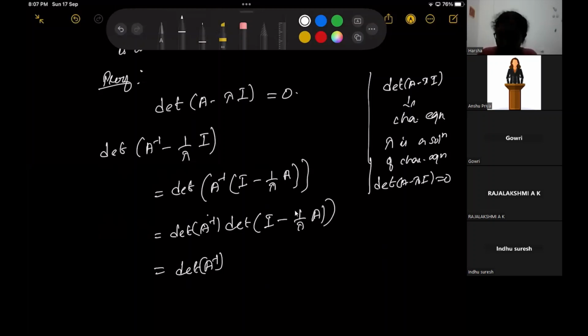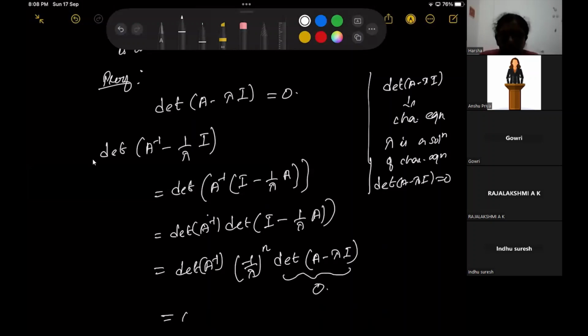Since A is an n by n matrix, always we are assuming A is an n by n matrix, into determinant of A minus lambda I. So minus 1 by lambda we are taking outside. A will come here and minus I, and to compensate this, we have lambda here. Now what we know is determinant of A minus lambda I is 0. So the whole value is 0. So we got 1 by lambda is a solution of the polynomial determinant of A inverse minus 1 by lambda I.